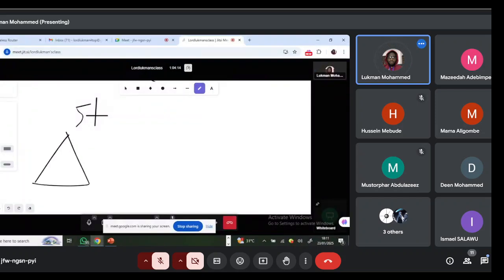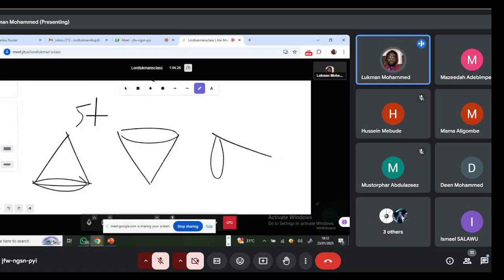So this is a cone seated on its base. This is another cone seated on the apex. And then this is another cone resting along the slant height.